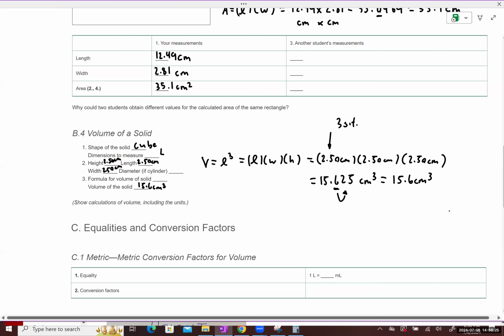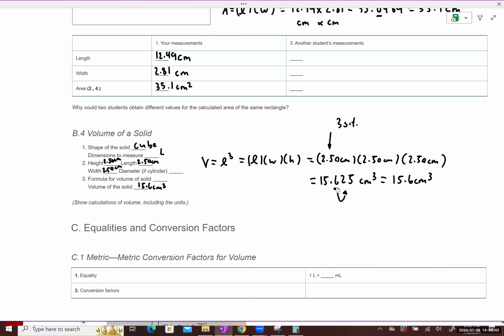Wonderful. So we've completed part B4 and we showed our full calculation. Keep in mind your measurement may be a little bit different than mine, and as a result, your calculated values may be a little bit different. That is perfectly okay.